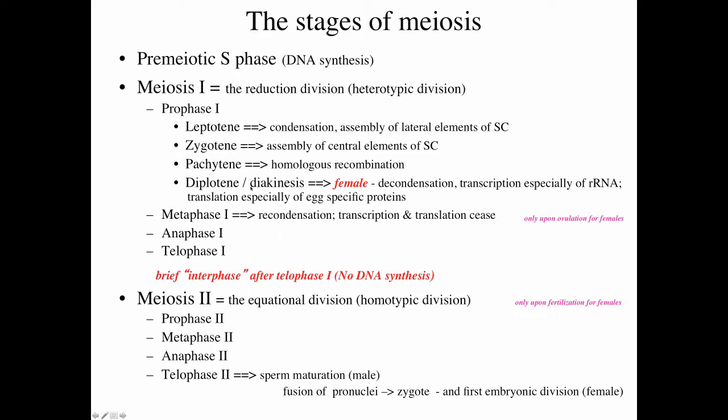Then you have diplotene or diakinesis, and in females there's a decondensation of chromatin here, and you have an intense amount of transcriptional activity, especially for ribosomal RNA. You're going to have translation of proteins that are specific proteins needed for the egg to survive. Then at metaphase 1, there's going to be recondensation of chromatin. Transcription and translation is going to cease. In human females, this is only going to occur if ovulation occurs. Then there'll be anaphase 1, telophase 1.